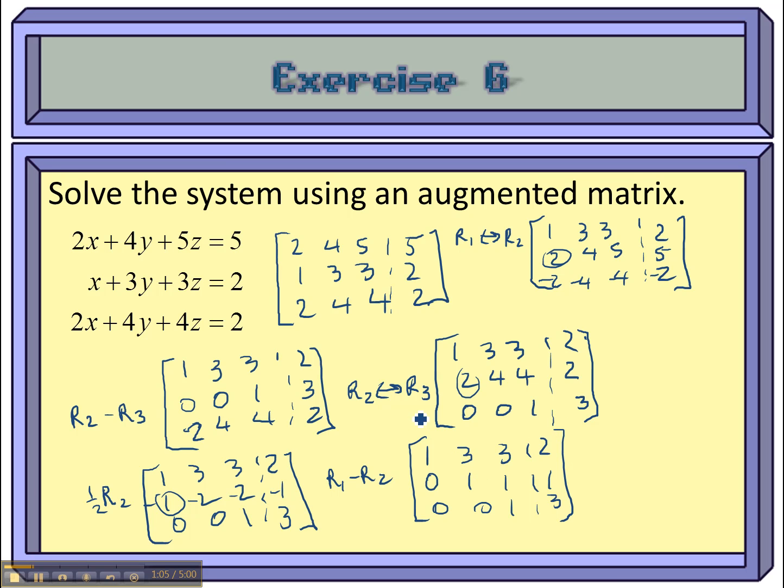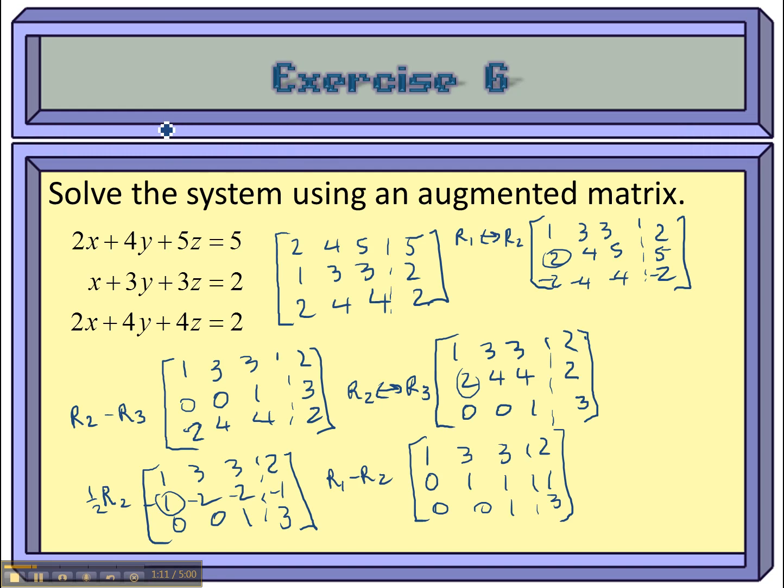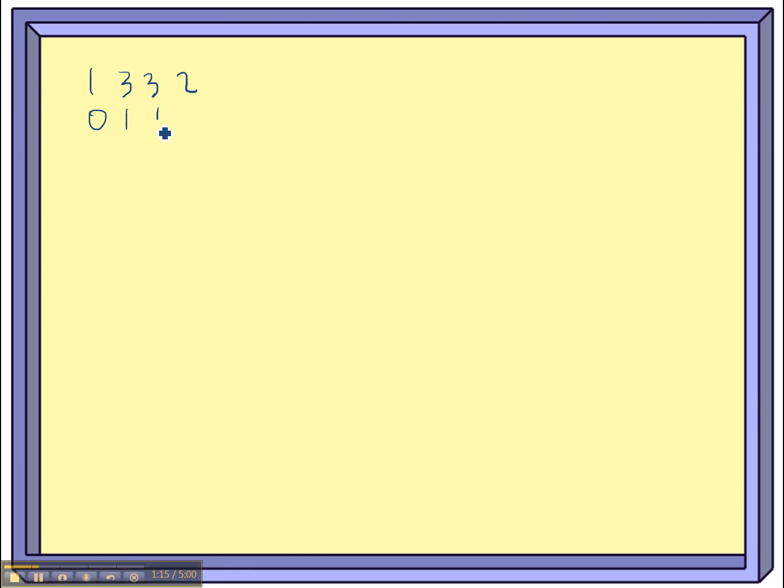So 1, 3, 3, 2, 0, 1, 1, 1, and 0, 0, 1, 3. Okay. So now I essentially have it in triangular form. And if that's all I had to do, I could stop. But I don't want to stop. I want to now get rid of this one.